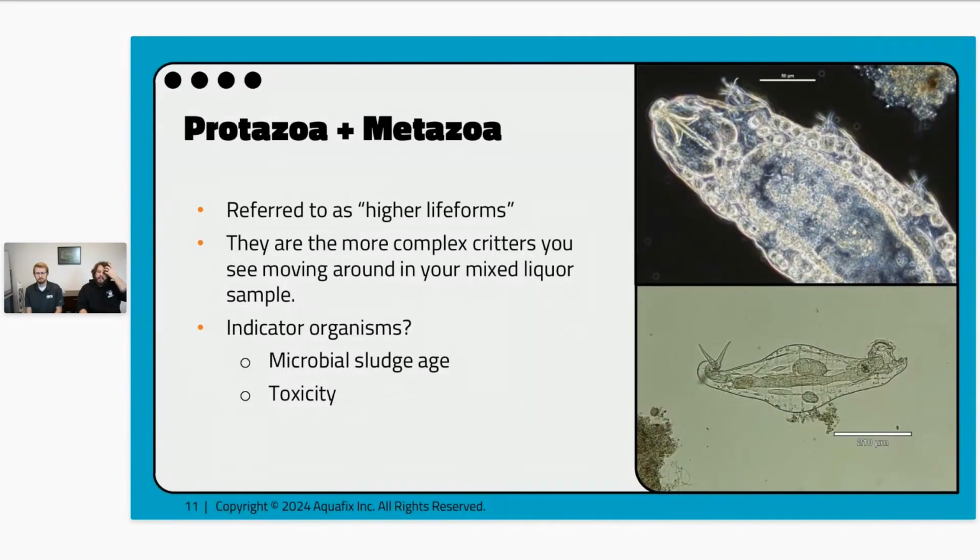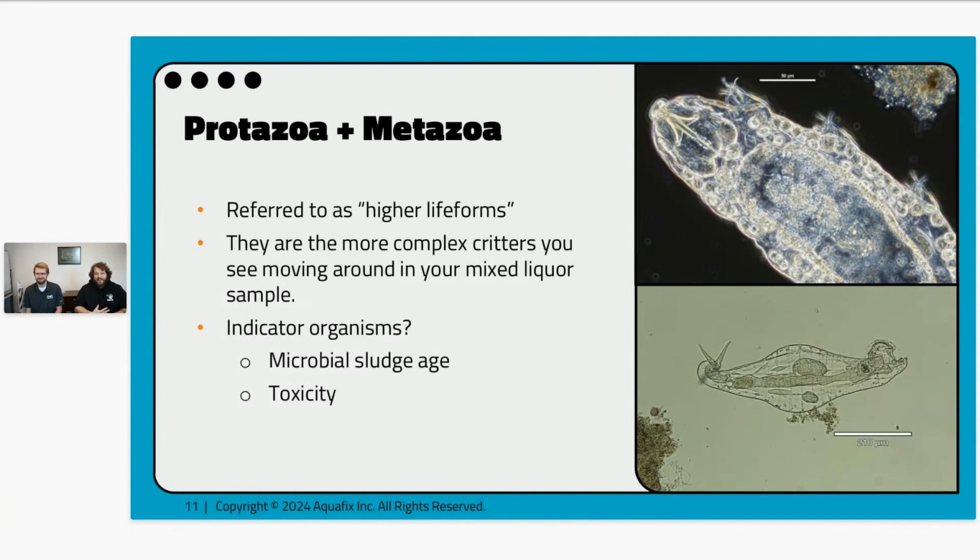The next thing that we look at when we're looking under the microscope are protozoa and metazoa, also referred to as your higher life forms. These are good indicators of sludge maturity and potential toxicity. Aside from that, they don't tell you much, but they're fun to look at.